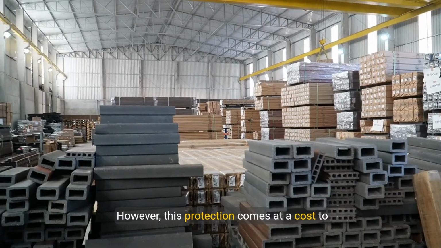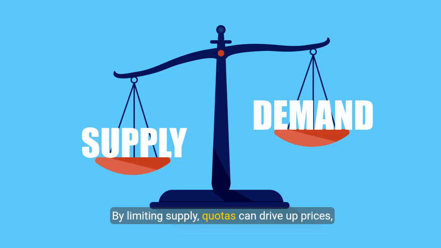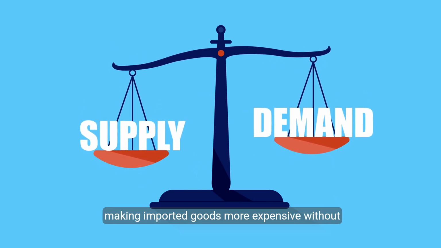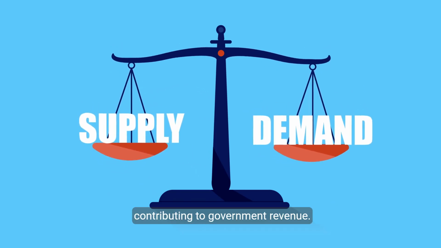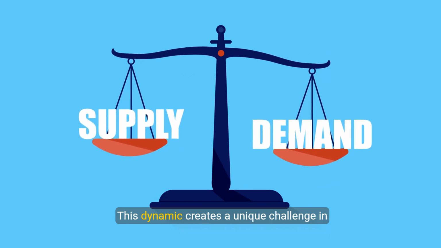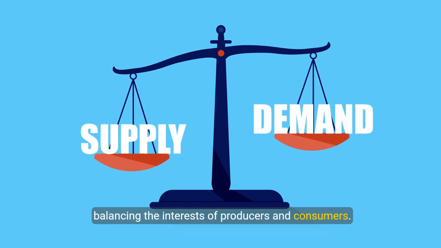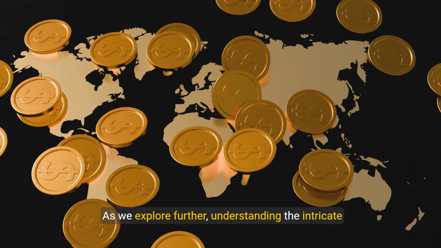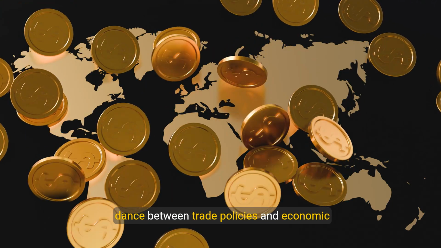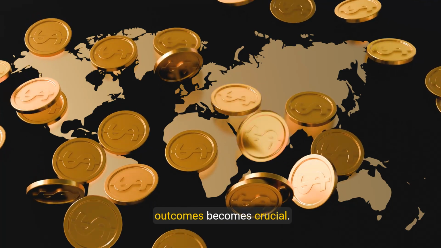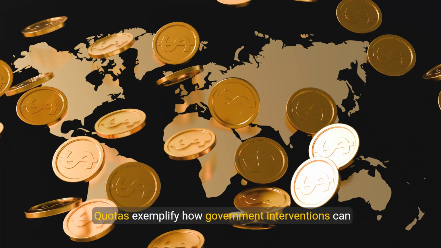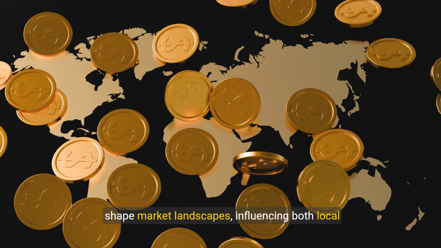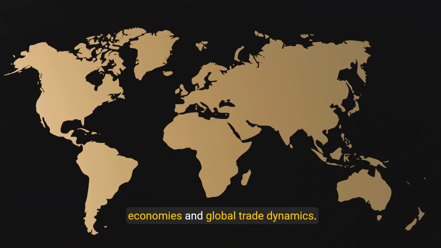However, this protection comes at a cost to consumers. By limiting supply, quotas can drive up prices, making imported goods more expensive without contributing to government revenue. This dynamic creates a unique challenge in balancing the interests of producers and consumers. As we explore further, understanding the intricate dance between trade policies and economic outcomes becomes crucial. Quotas exemplify how government interventions can shape market landscapes, influencing both local economies and global trade dynamics.